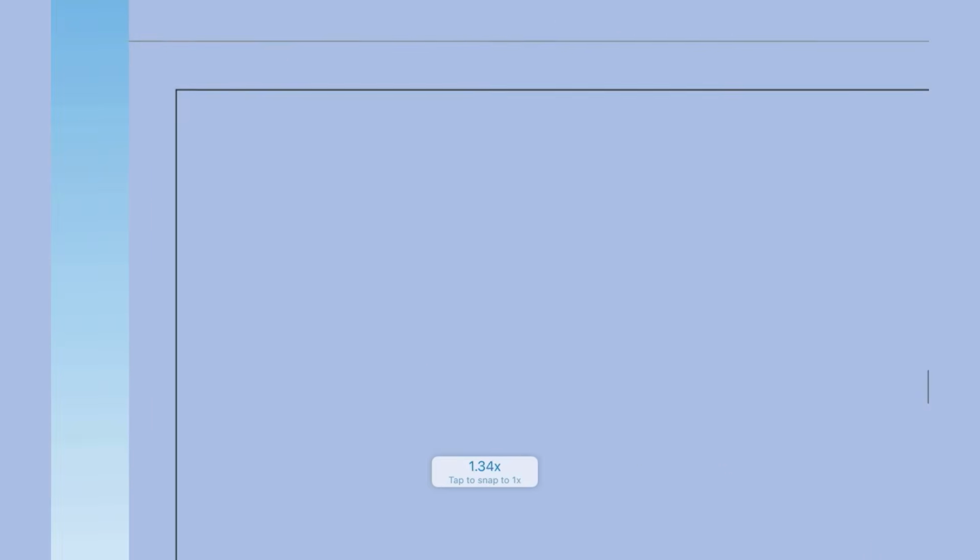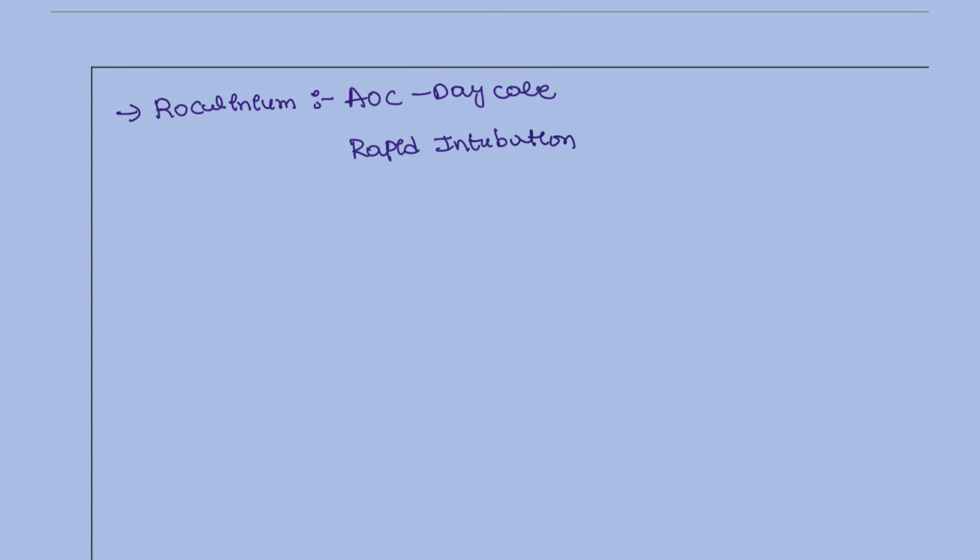One point. Next, moving on, we also have the non-depolarizing agents. In these agents, you have to take note of only some of the important drugs. One among them is rocuronium. Why is rocuronium important? Because this is the agent of choice for daycare surgery. It is also important for rapid intubation. It helps us in rapid intubations, and it also has a reversal agent.